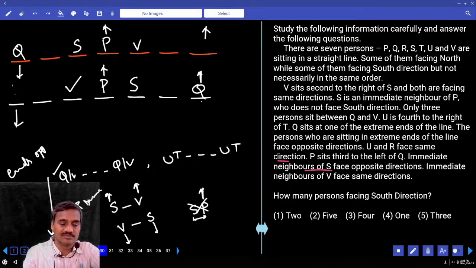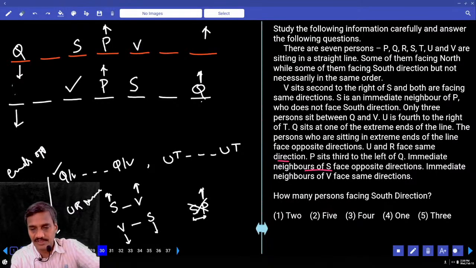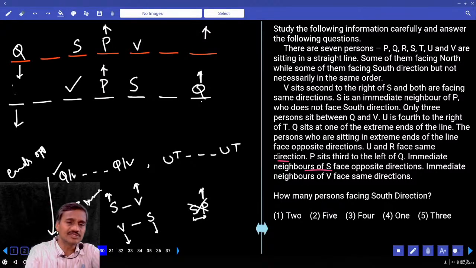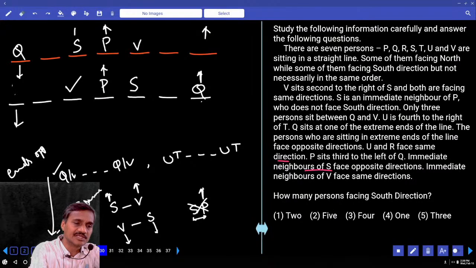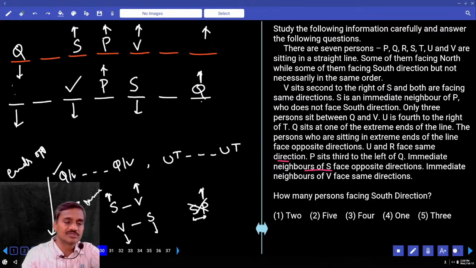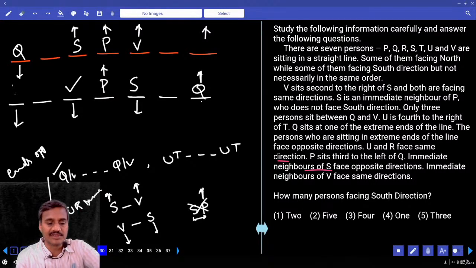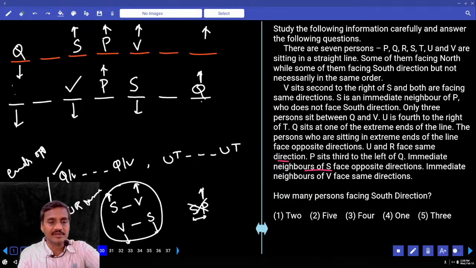Between S and V there must be exactly one person, and both are facing the same direction. Then V sits second to the right of S. S must be facing north, and this person is also north. In this case, these two persons are facing south. So we have taken two cases. V is seated second to the right of S, and here also V is seated second to the right.